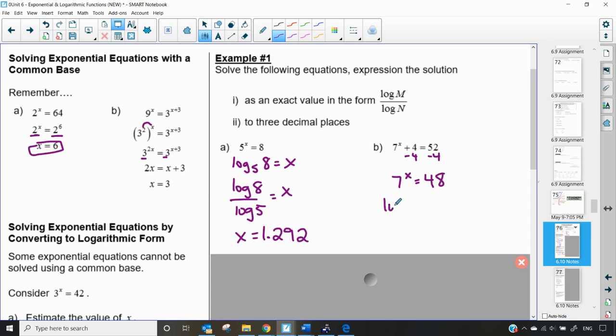All right, so writing this as a logarithm, we have log base 7 of 48 equals x. x is going to equal log of 48 divided by log of 7, and putting that into our calculator, we get 1.989.